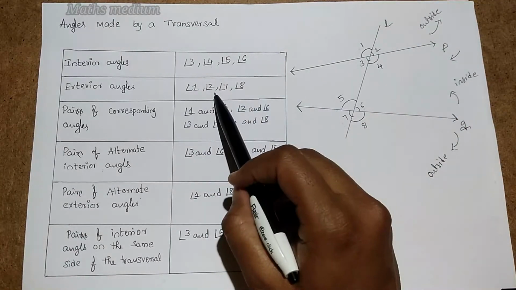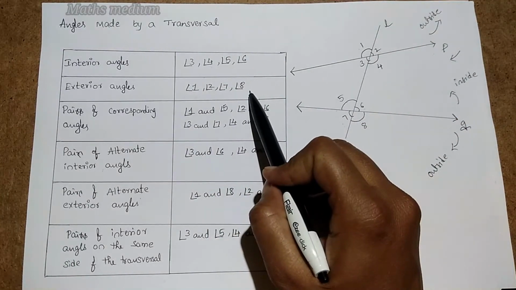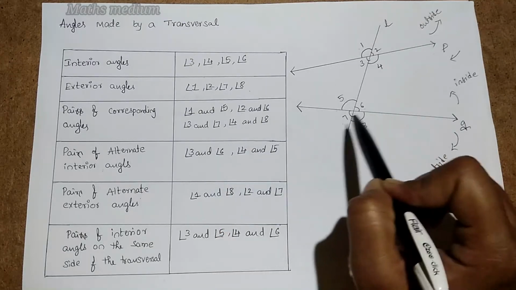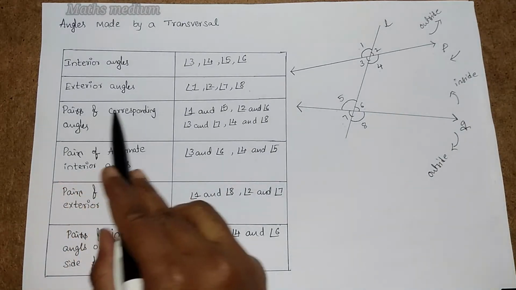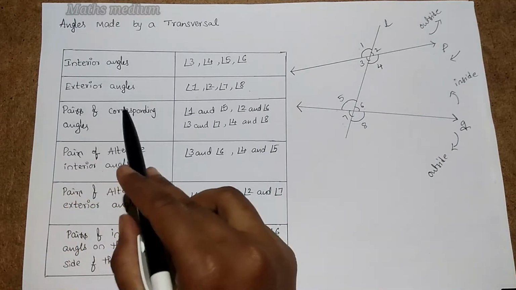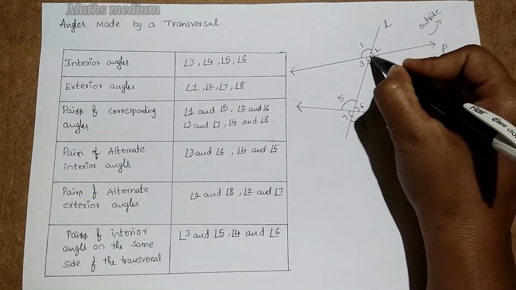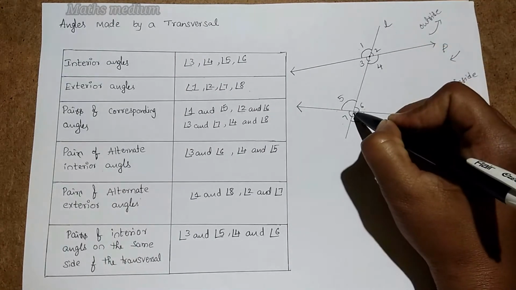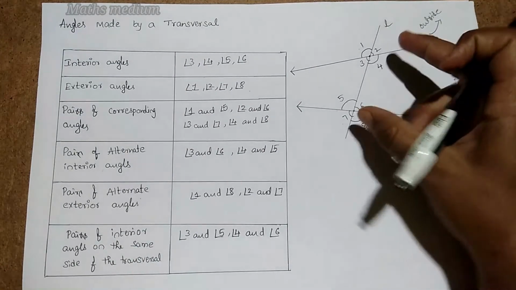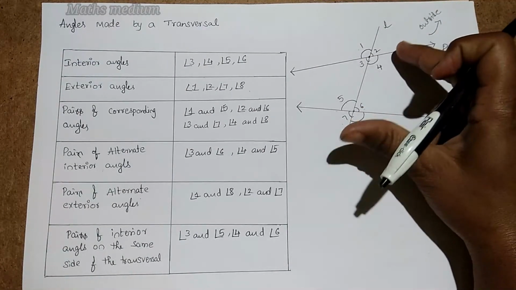So angle 1, angle 2, angle 7 and angle 8 are the exterior angles of the given transversal line. Pairs of corresponding angles. Corresponding angles is nothing but, see here, this is one vertex and this is also another vertex. So here we are having two vertices, right?